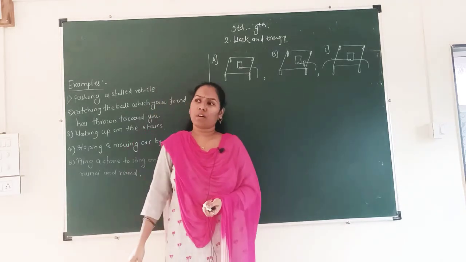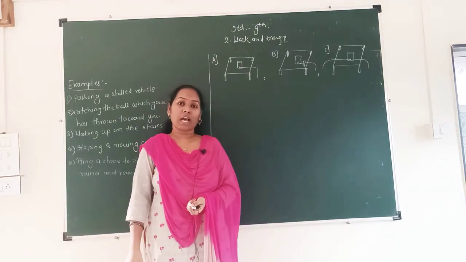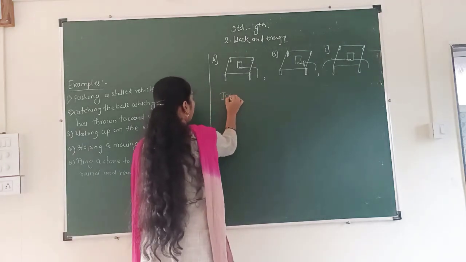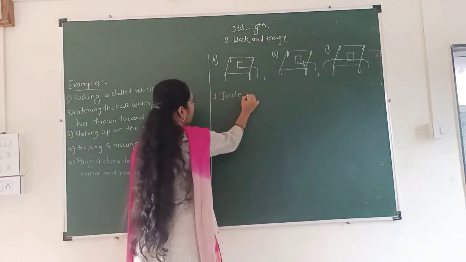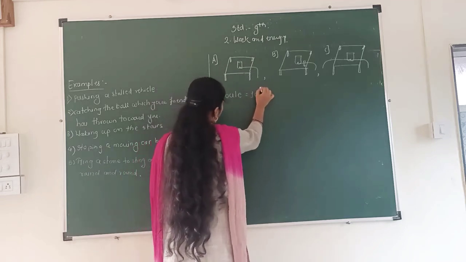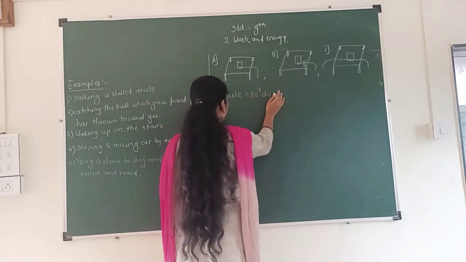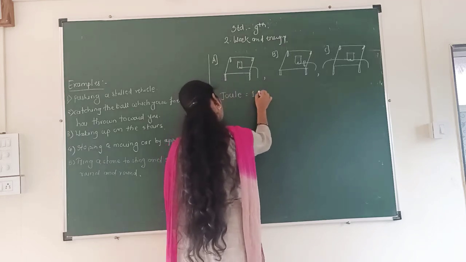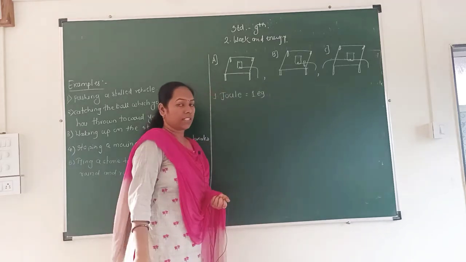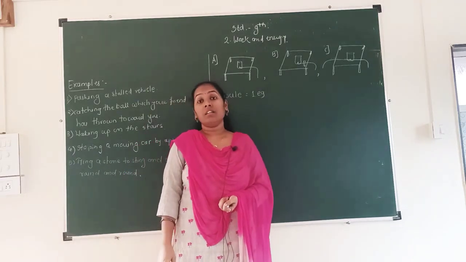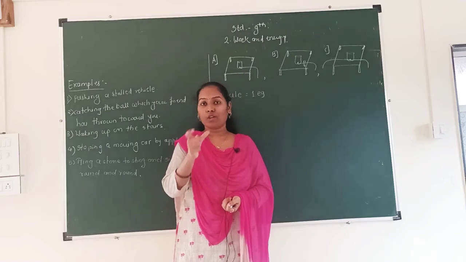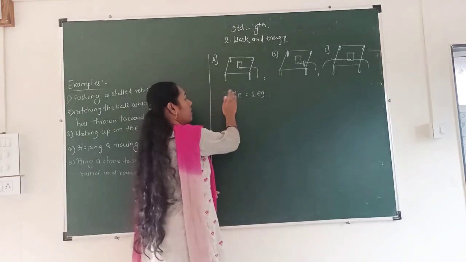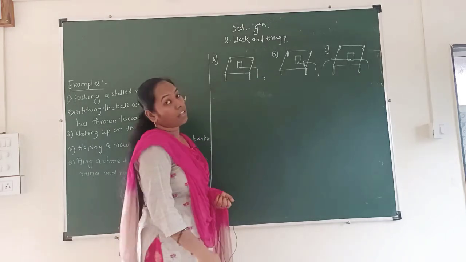After that we have seen the relation between joule and erg. 1 joule is equal to 10 raised to 7 dyne centimeter, which is 1 erg. 1 erg is 10 raised to 7 dyne centimeter. This is the relation we have already seen in a previous video.